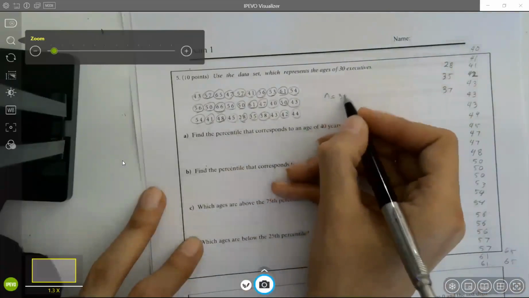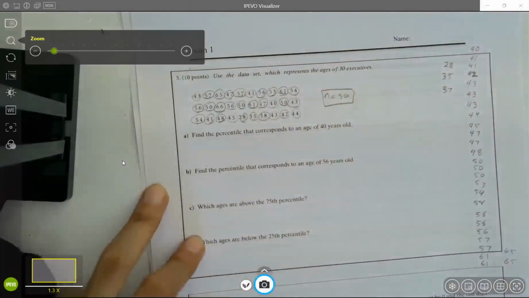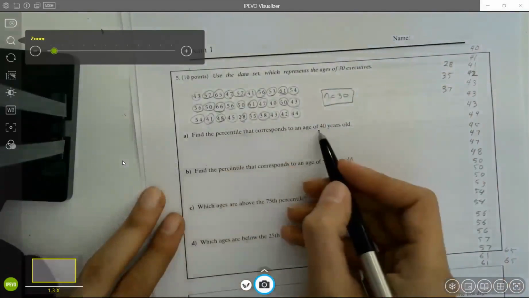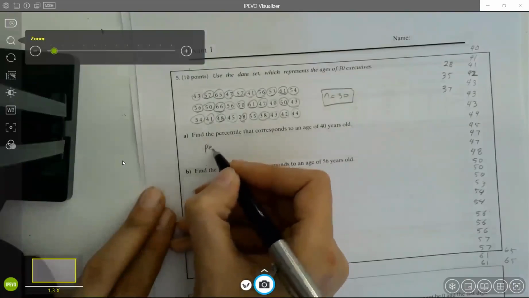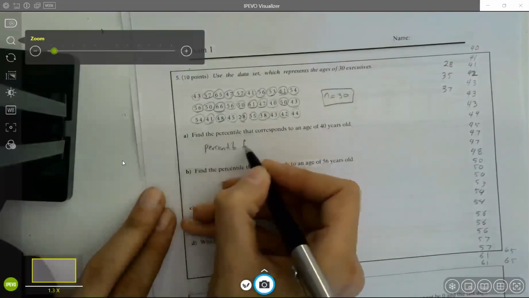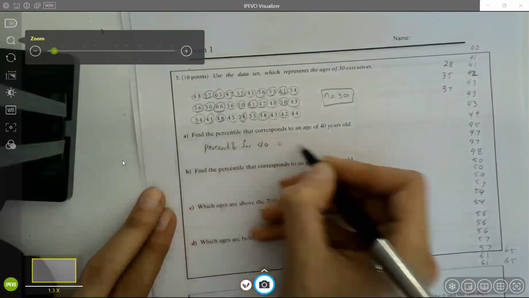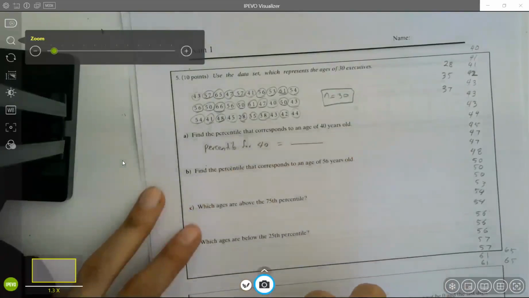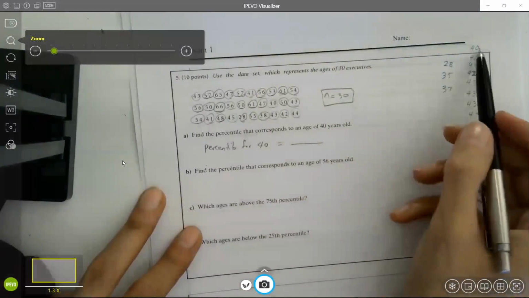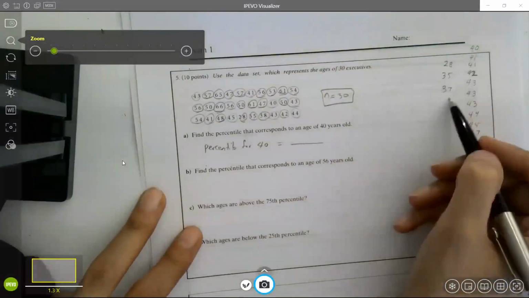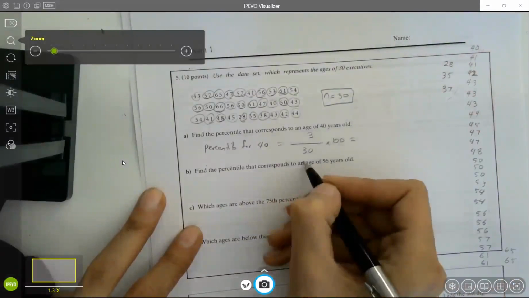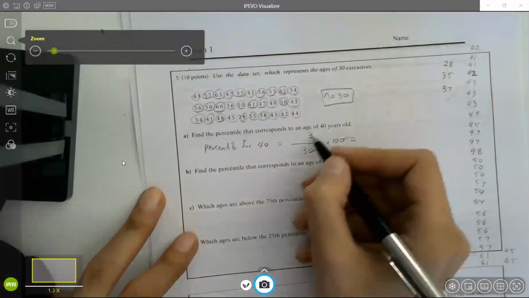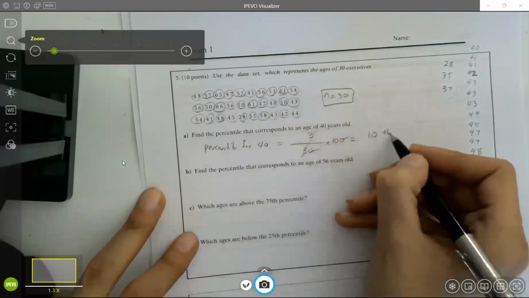N is equal to 30, the sample size. So find the percentile that corresponds to age 40. For the percentile for 40, we have to count all ages less than 40. 40 is not included. So you have 3 of them. 3 divided by 30 times 100, you get the 10th percentile.